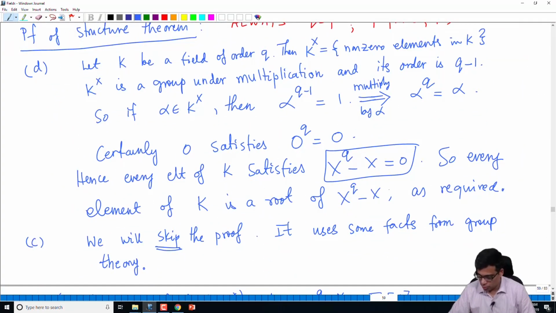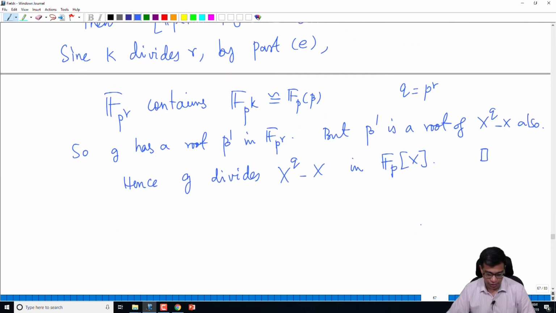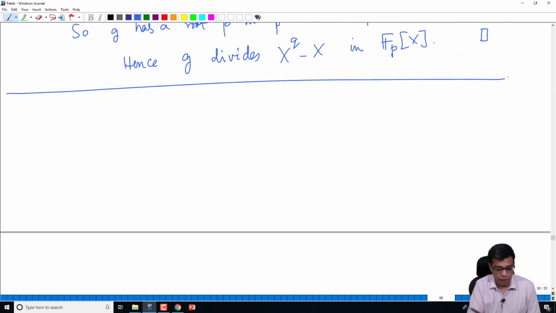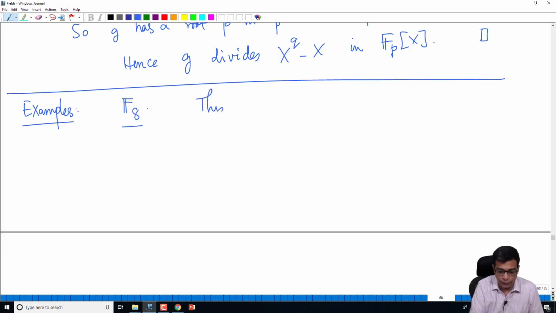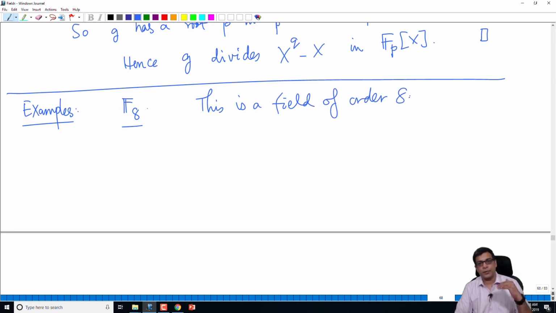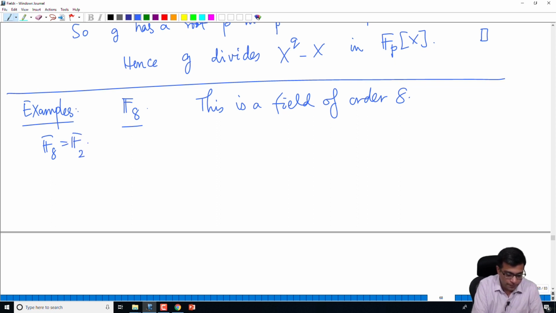Okay, so now let me do some other examples to illustrate this theorem more carefully. So more examples. So I'm going to study F8, right? This is a field of order 8. We know from the theorem that such a field exists and any 2 fields of order 8 are isomorphic. So in fact, I will write this as F2 cubed and it will contain F2. It is degree 3. So it will not contain any other field in the middle because no other number divides 3 other than 1 and 3.